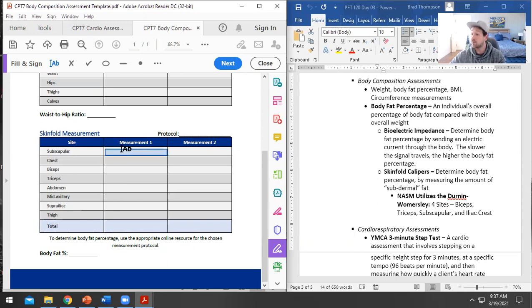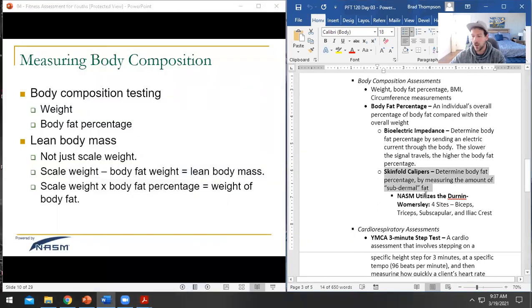Yeah. NASM is going to use what's called the Durnin-Womersley formula. That is the biceps, the triceps, just below the scapula on the upper back, and just above the hip bone on the front. So you total all those up, you look in the table, and it will tell you what your client's body fat percentage is. It's not bad. It's actually shockingly accurate, but generally the most convenient accepted way to calculate body fat percentage is through bioelectric impedance, which determines body fat percentage by sending an electric current throughout the body.